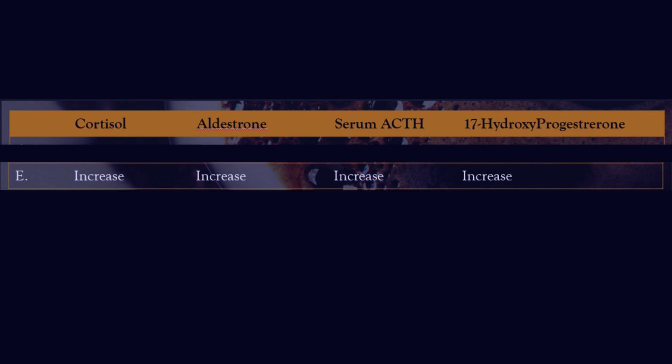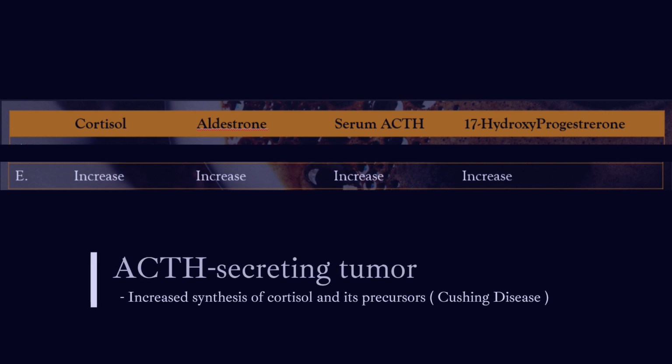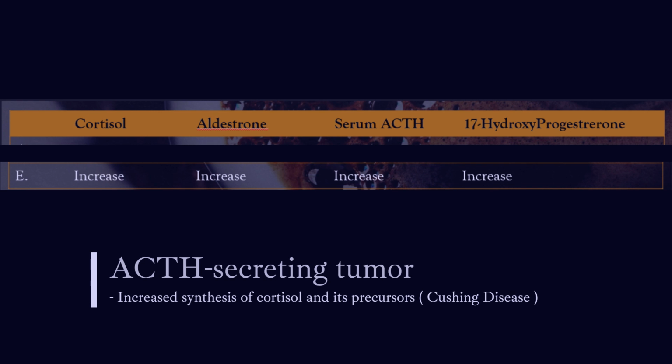Cannot be the answer because an ACTH-secreting tumor causes increased synthesis of cortisol and its precursors, like 17-hydroxyprogesterone. Cushing disease is rare in newborns and would be associated with glucocorticoid-induced hypertension, not hypotension, and subsequent inhibition of aldosterone.